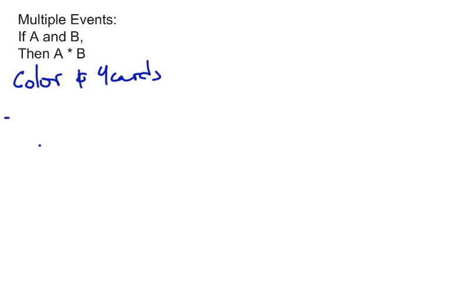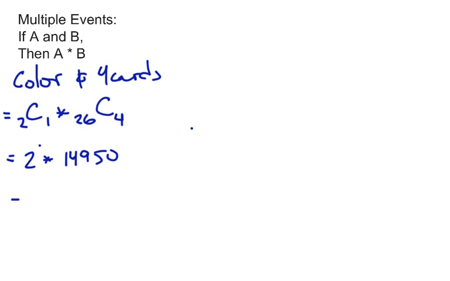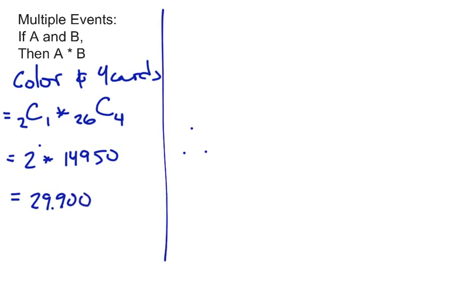So how we would set that up, there are 2 colors in a deck of cards, and we need to pick one of those. I'm going to take that result and multiply it by the 26 cards that are in any color, and we're going to take the 4 cards out of it. Now, I'm not going to multiply this all out. You could do this on your own, but what you'll get is 2 times 14,950, which were those same 2 numbers that we multiplied before, and we get 29,900 different ways.